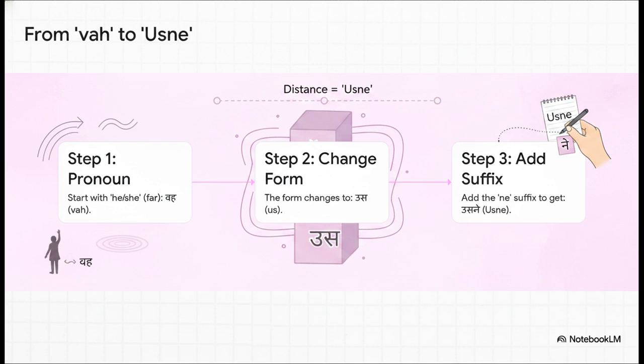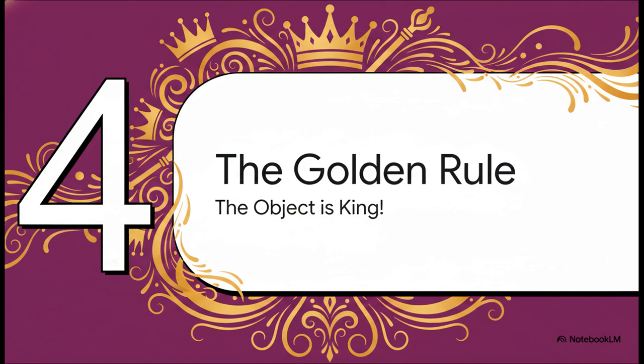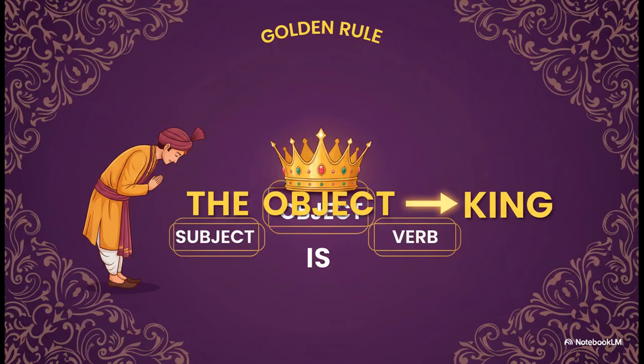Got it? Awesome. Okay, now for the most important part of this entire concept. Seriously, this is the magic trick. When we use this ne construction, something really cool happens. The verb suddenly stops caring about the person who's doing the action. Here it is, the golden rule. When ne is used, the verb stops agreeing with the subject. It doesn't matter if the subject is he or she anymore. Instead, the verb must agree with the gender and number of the object, the thing being eaten or read or whatever. The object is now the king of the sentence.